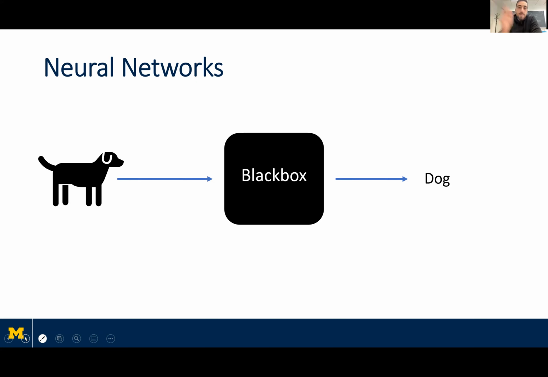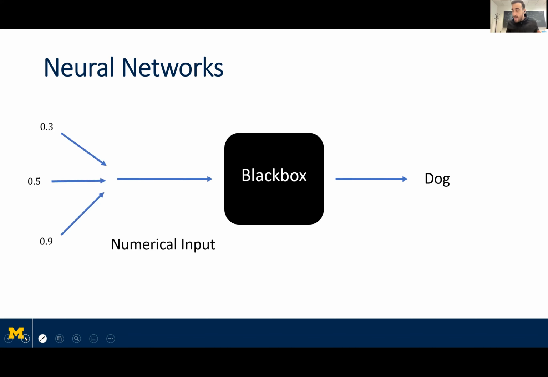Okay, it's a black box for now, but I want it to do the same thing. I want it to be able to recognize, for example, that that's a dog. So the issue is with computers, you can't just give it eyes like we do. So instead, you have to give it numbers. Computers work with numbers. So you can imagine replacing an image of a dog by maybe the pixel values of that image. So that's a numerical input.